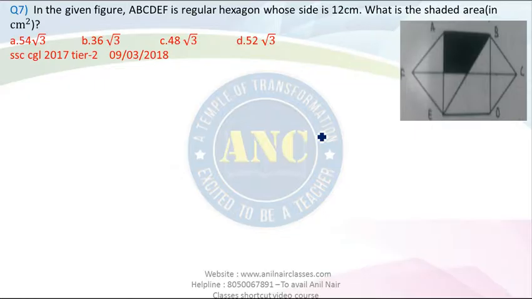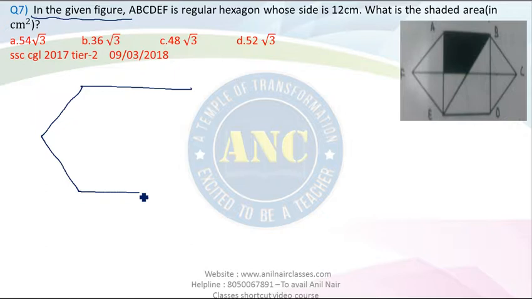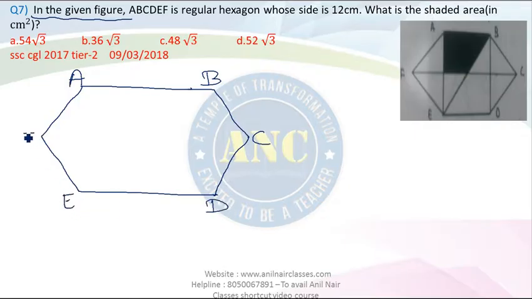See the next question, sir. See the next question. In the given figure, okay, there is some figure. Let me draw that figure which is not visible properly. Okay, this is A, B, C, D, E and F.